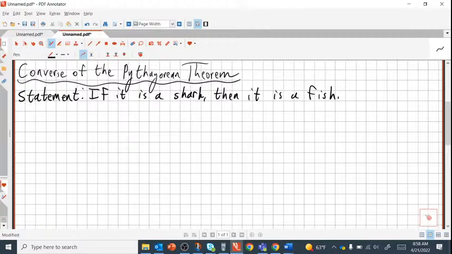Now, there are different ways to state this. It turns out that statements have inverses, converses, and contrapositives. So let's start with the inverse. We're going to take the inverse of that statement, and then we're going to see if it's true. So the inverse of a statement is, instead of saying if this, then that, you say if not this, then not that. So for example, instead of if it is a shark, we would say if it isn't a shark, then it's not a fish.